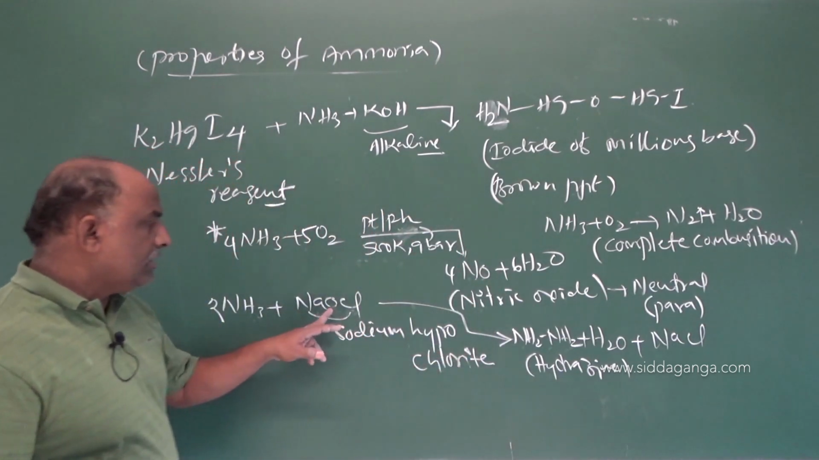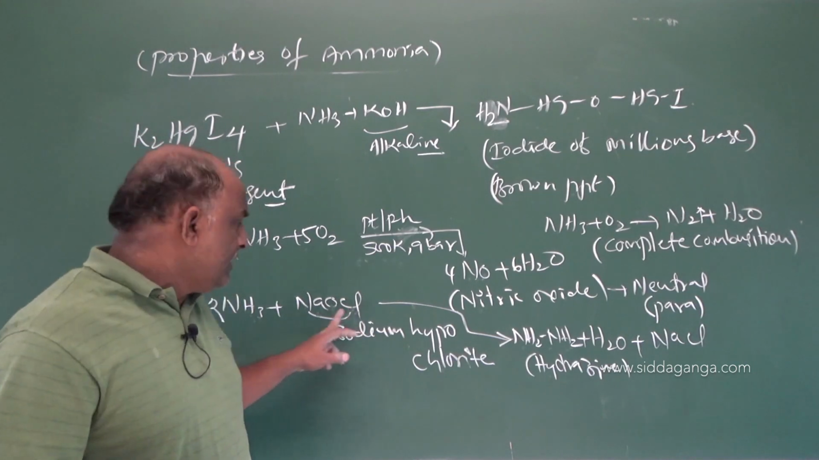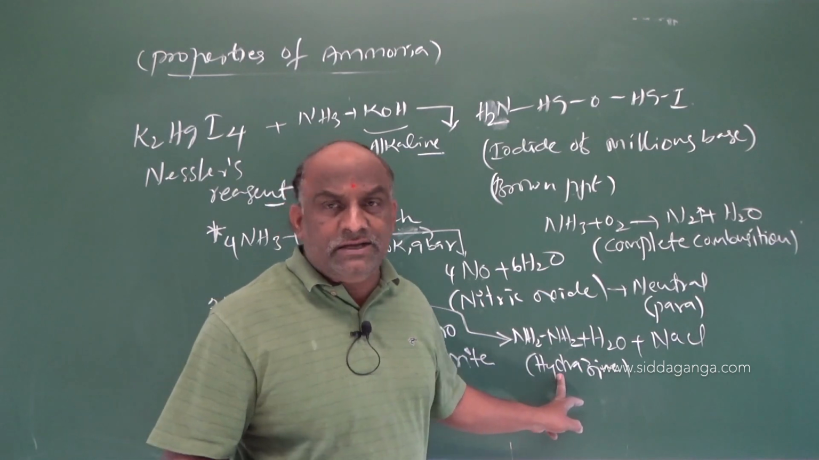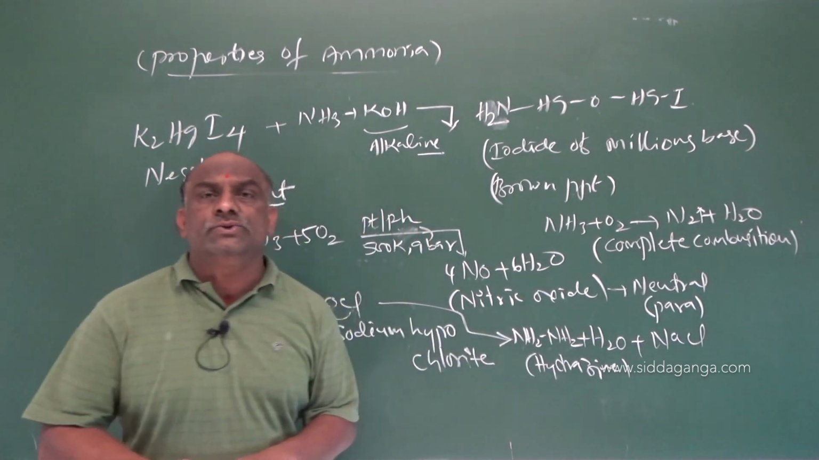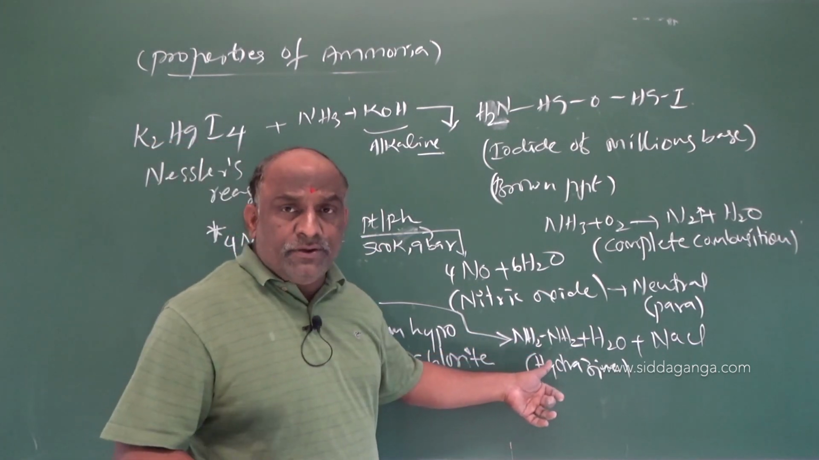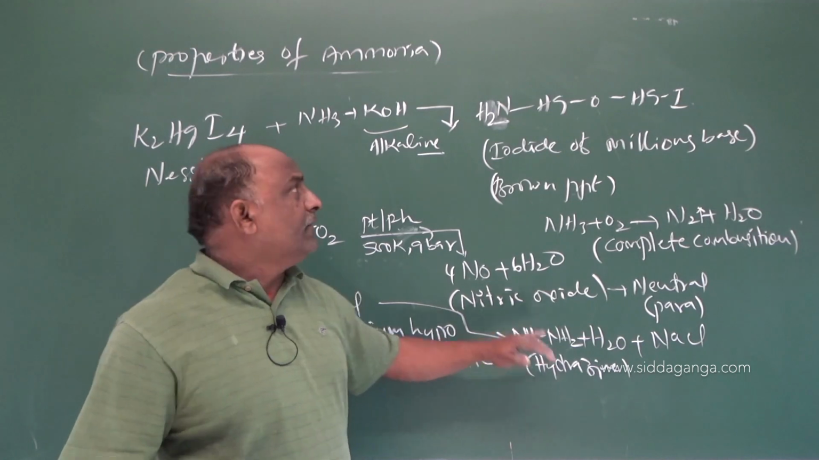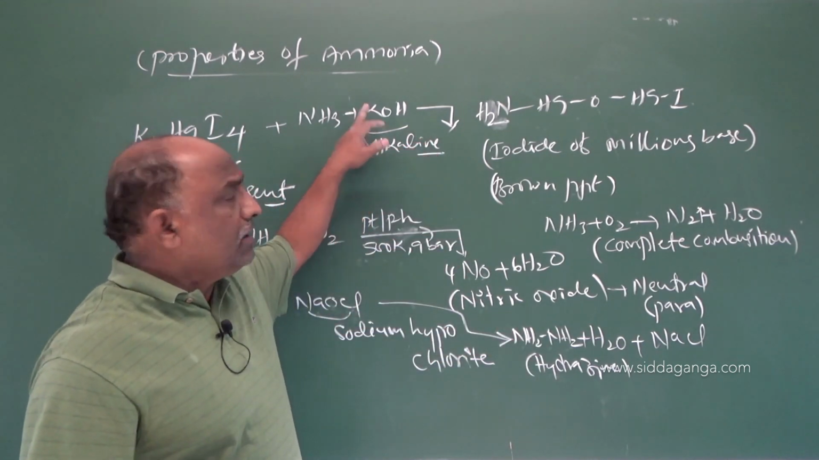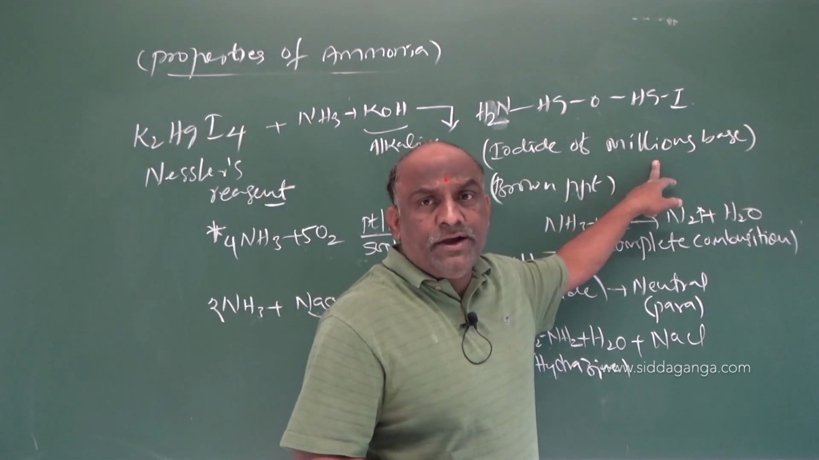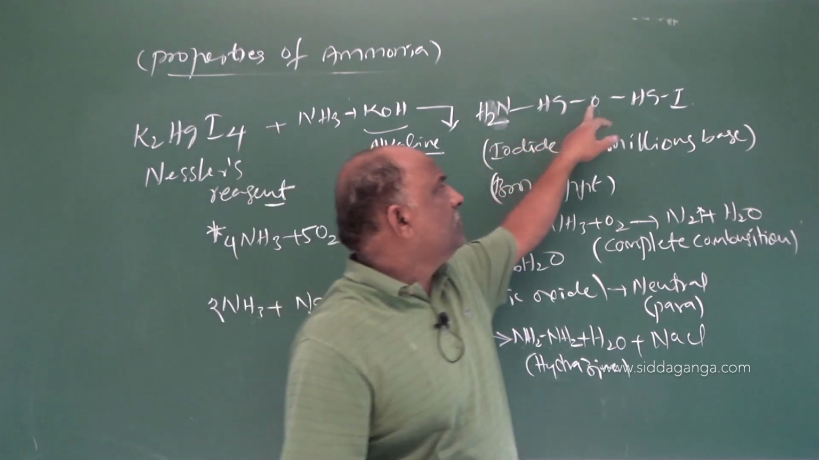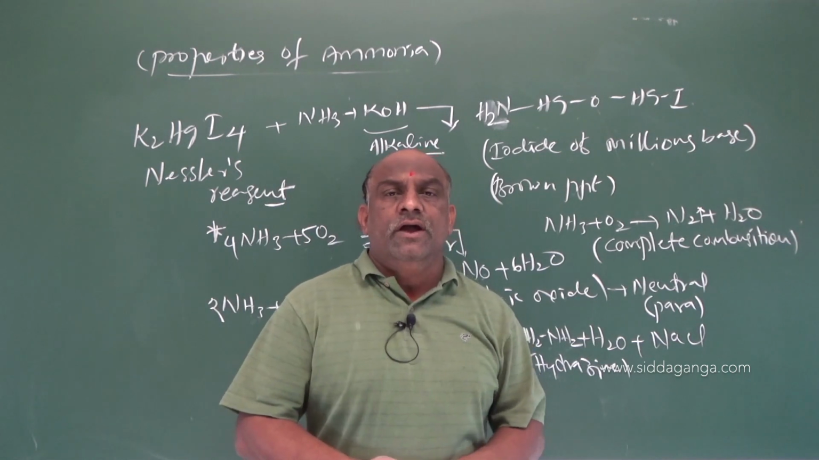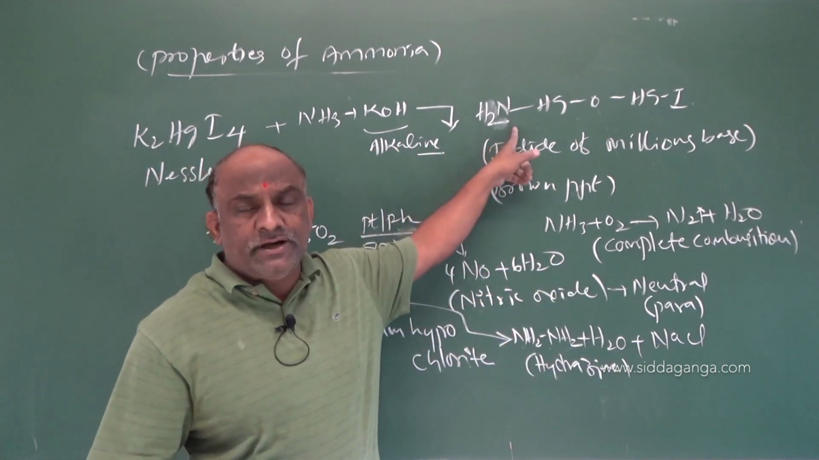So here, very important: sodium hypochlorite reacts with ammonia to produce which compound? Hydrazine. What is the molecular formula of hydrazine? N2H4. These are not balanced reactions, but you have to balance them. When ammonia is treated with alkaline Nessler's reagent, we will get the iodide of Millon's base, with formula NH2HgOHgI. That is called the iodide of Millon's base. This is the confirmatory test for ammonium salt.